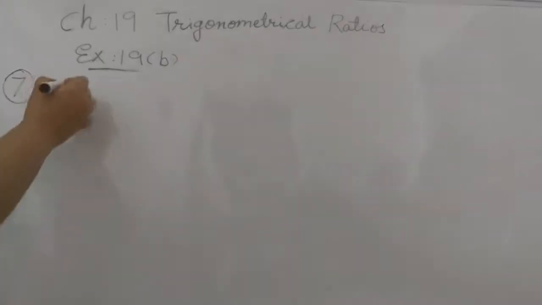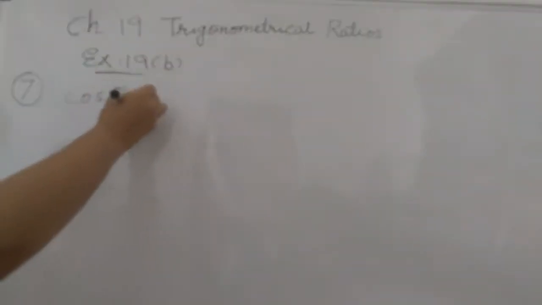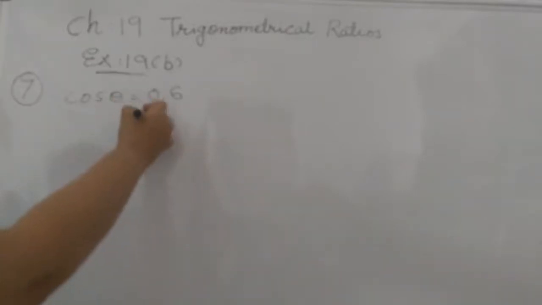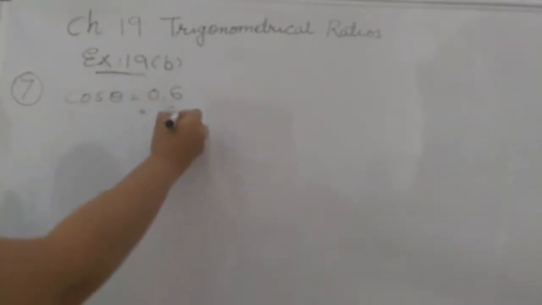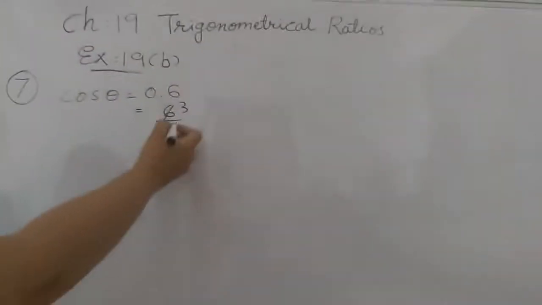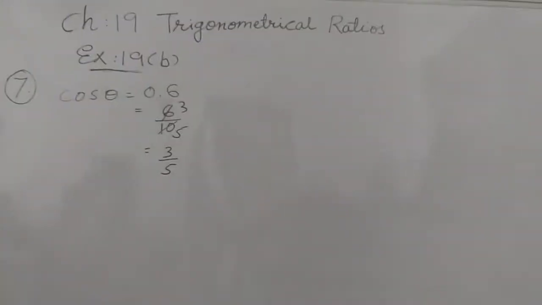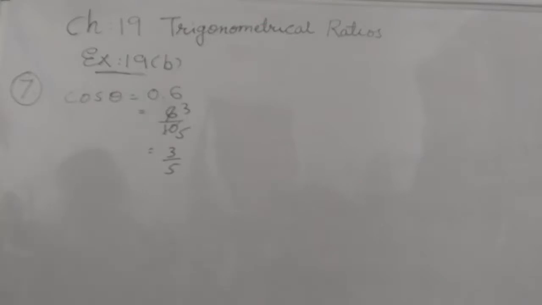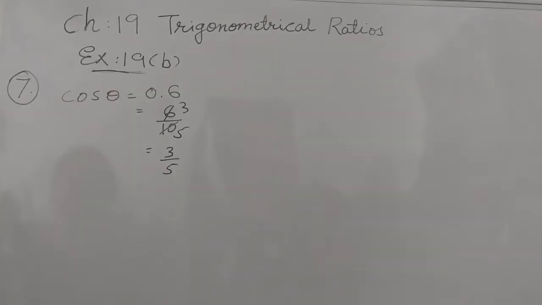Question number 7 of exercise 19b. If cos theta is equal to 0.6, find the value of 5 sin theta minus 3 tan theta. Means we need to find the value of sine and tan, both the ratios. So first of all, I convert 0.6 as 6 by 10 and then reduce it to its simplest form, 3 by 5. Now we have to find sine theta and tan theta.